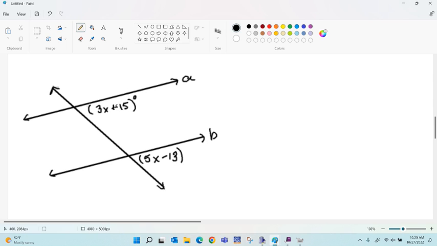Congruent is another way of saying the numbers have to be equal. So what equation could we set up? In parentheses, 3x plus 15 parentheses equals 5x minus 13 parentheses.